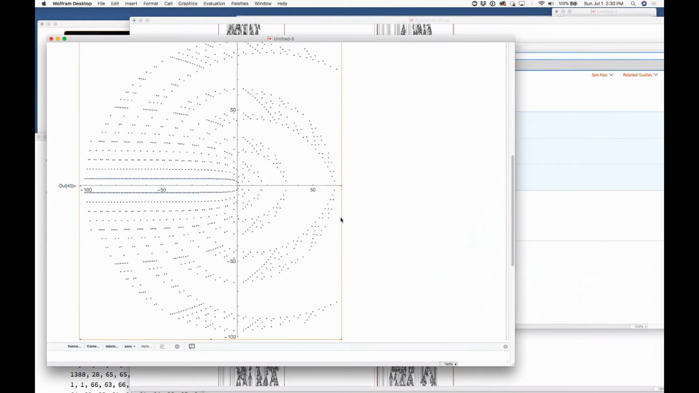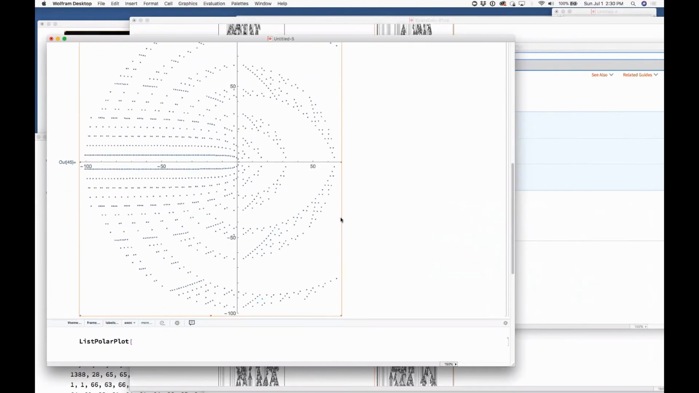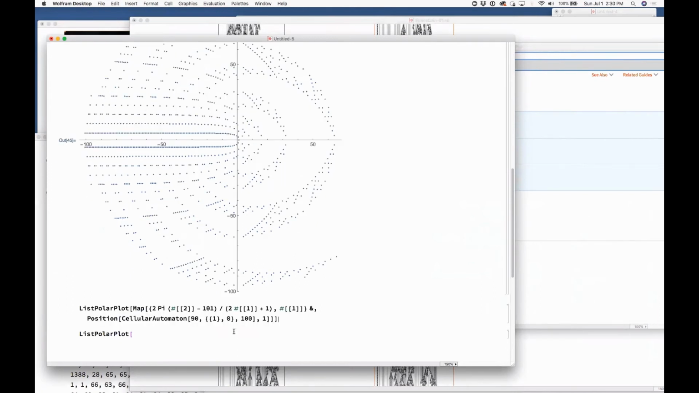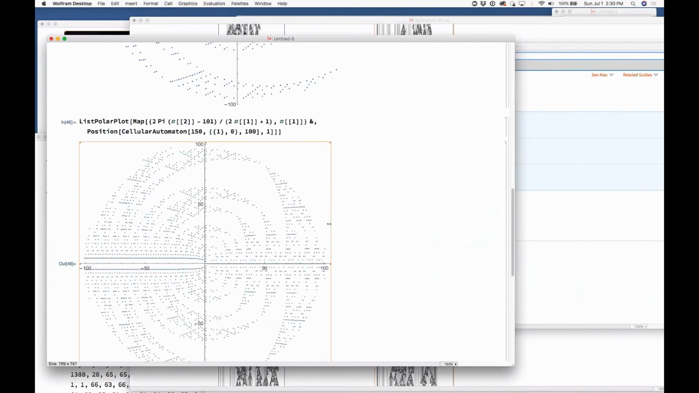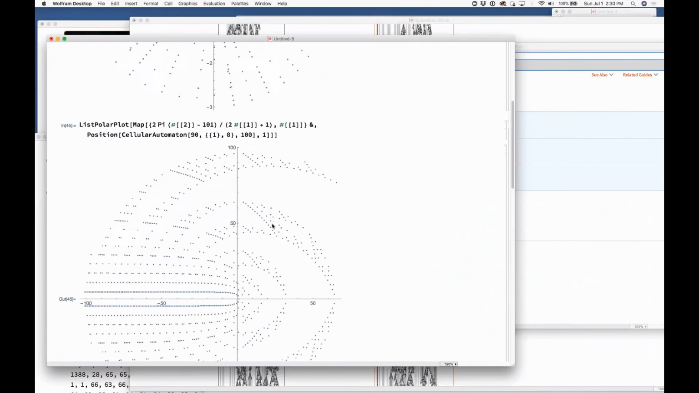Okay, so that claims to be rule 90 for 100 steps done radially. I mean, do we think this is actually correct? Maybe we should read the code a bit more carefully. Let's look at rule 30 then. Well, let's look at rule 150, see what that does. Kind of interesting. Okay, who can tell me if this code is right?